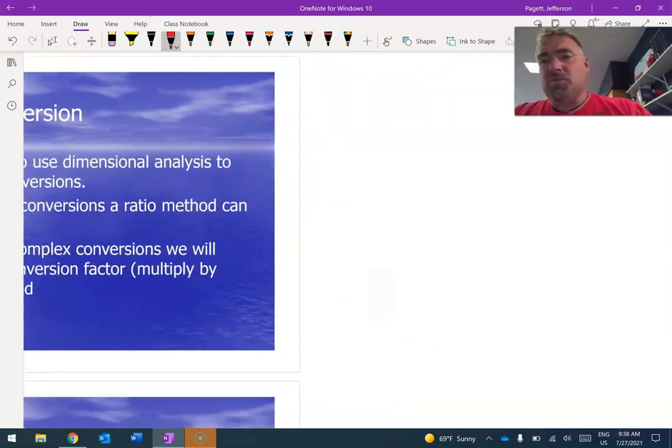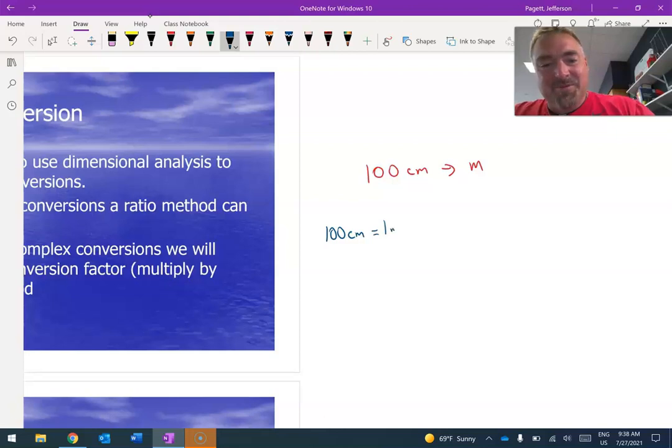So let's say I just want to convert 100 centimeters into meters. If I do the ratio method, one of the things I remember is that 100 centimeters is equal to 1 meter. I chose this kind of by accident, and so that almost makes it too easy. That's going to be 1 meter. Let me go with another one.